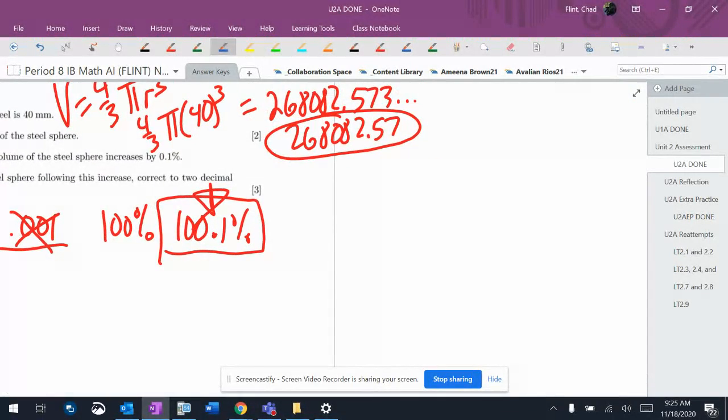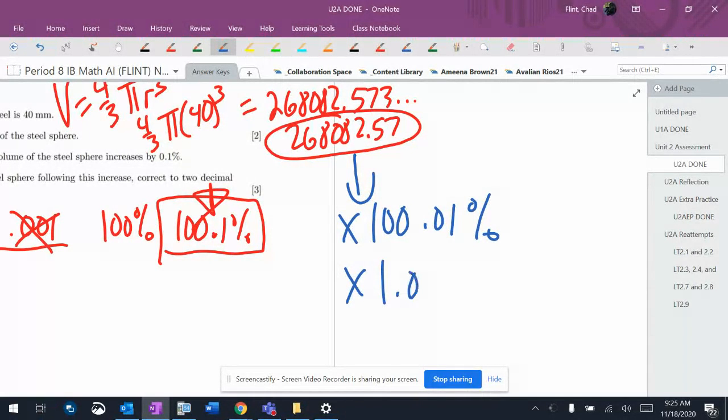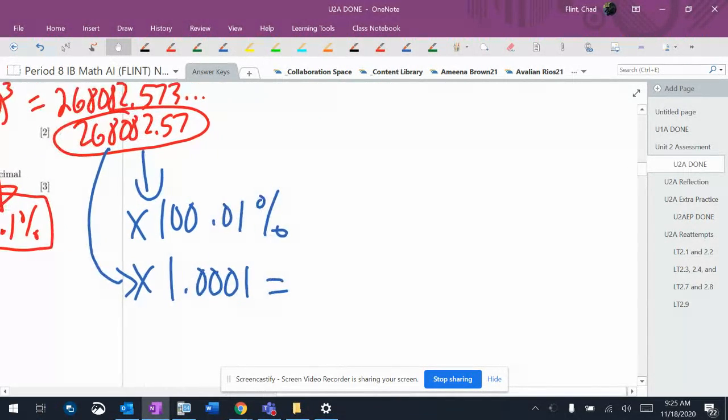So to get this, I'm going to take this number and multiply it by 100.1%. Now I've got to remember how to do percents as decimals. So that's move the decimal 2 to the left. That means I'm actually going to multiply this by 1.001. This number times that gives me my new volume.